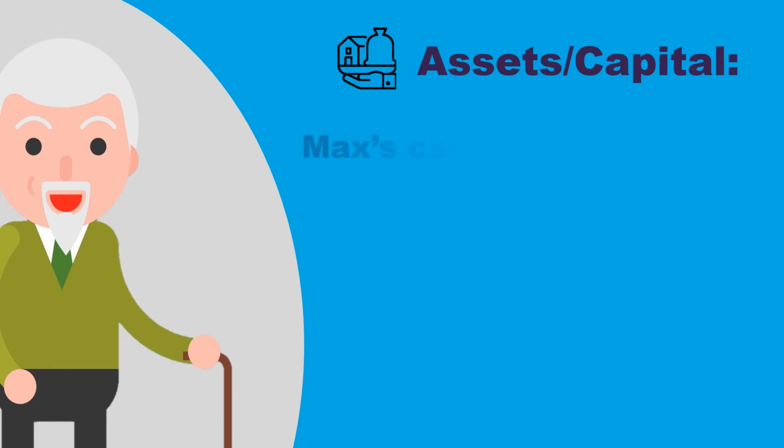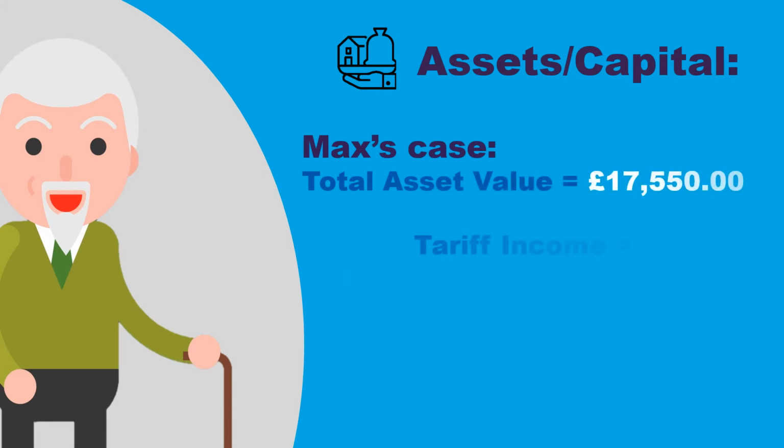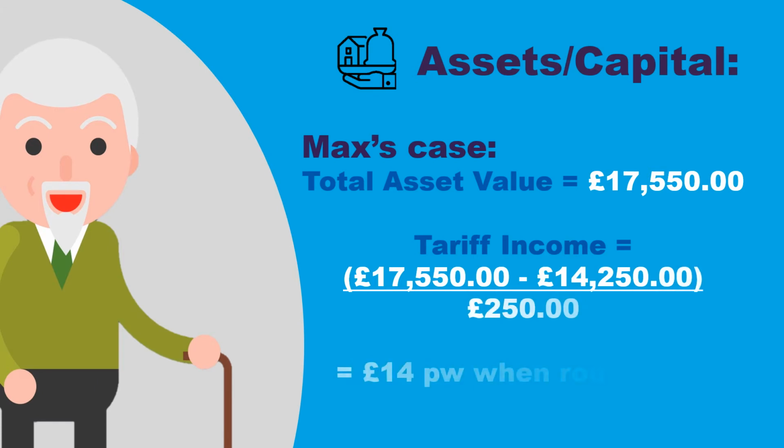In Max's case, his total assets are £17,550, which results in a tariff income of £14 per week. £17,550 less £14,250 equals £3,300, divided by 250 equals £13.20, so £14 when rounded up.